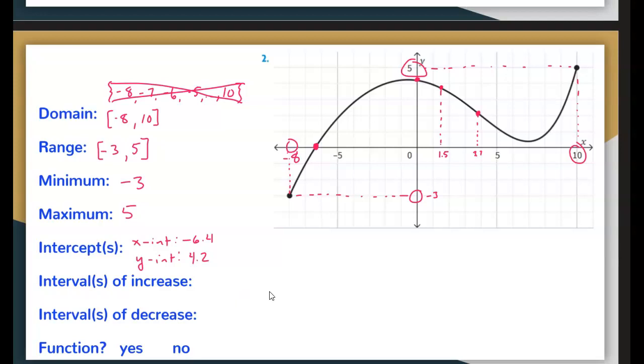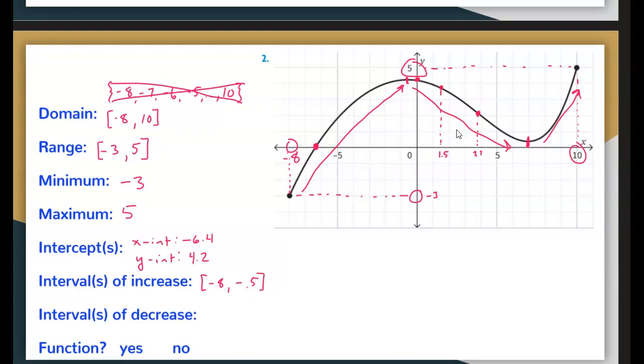All right, so how about intervals of increase and decrease? Where is this function going up? Well, it looks like it starts going up, and then it goes down again, and then it goes up again at the end. Looks like it might hit its peak right about there. So where is it increasing? Well, we start at -8 and we go all the way up to about -0.5. So that's going to be one interval of increase from -8 to -0.5.